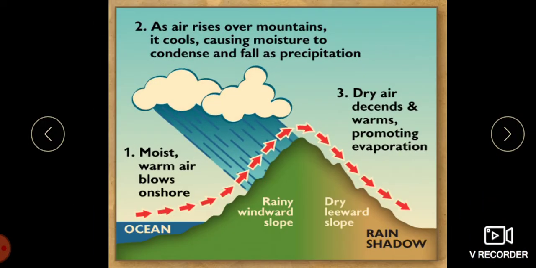As the air rises over the mountains, it cools, causing the moisture to condense and fall as precipitation, and slowly the dry air descends leeward. See, this is the rainy windward slope, and this is the dry leeward slope. So it warms and it promotes evaporation. Like this, we call it the rain shadow area.